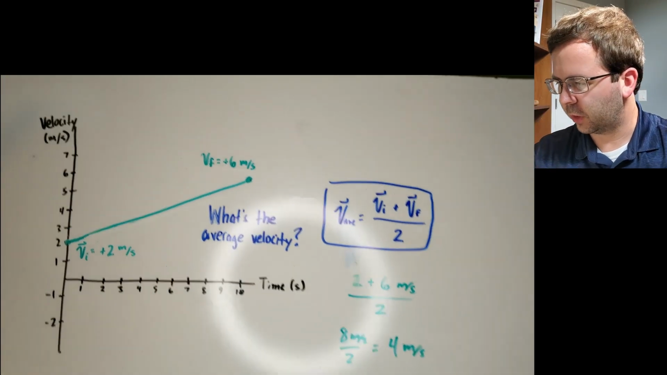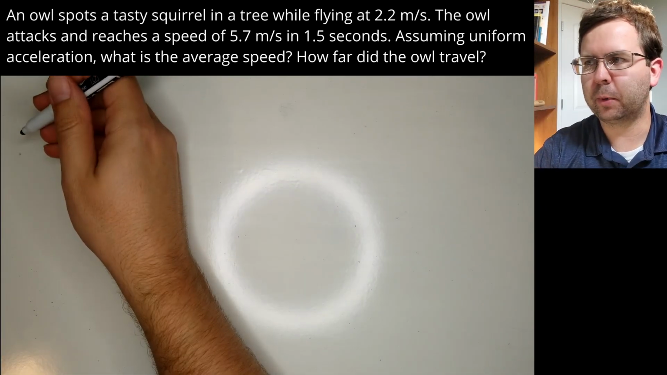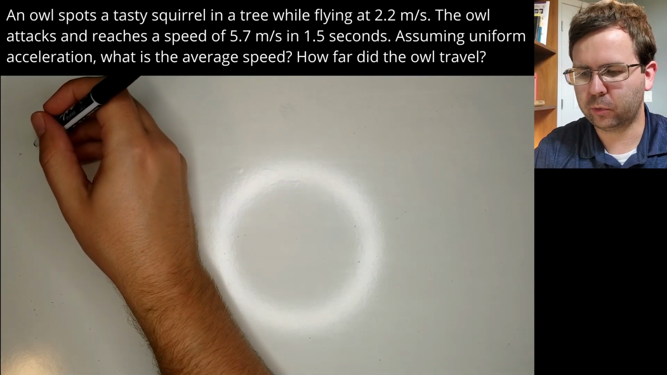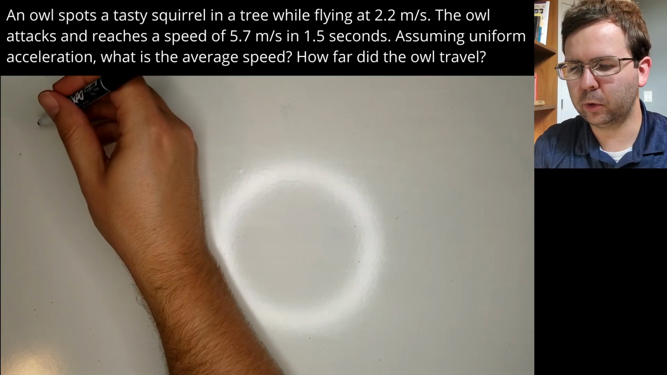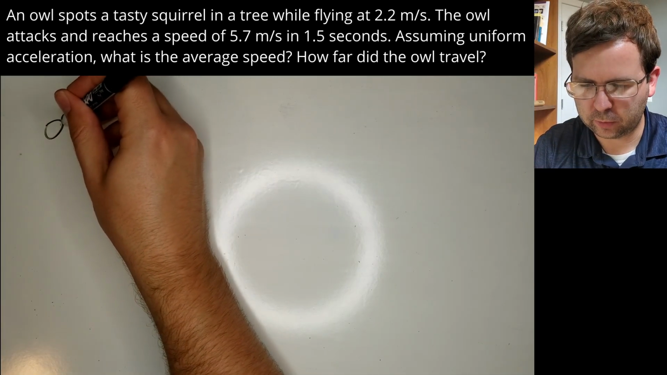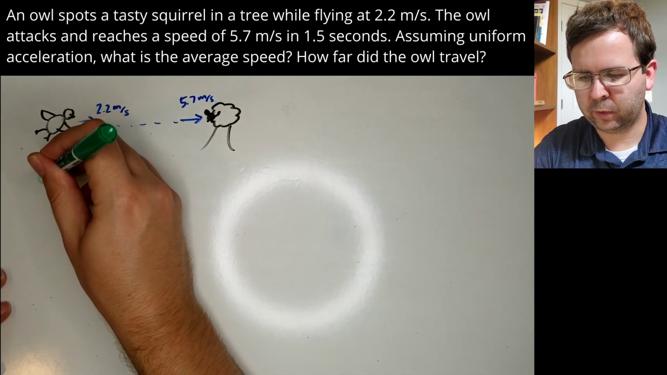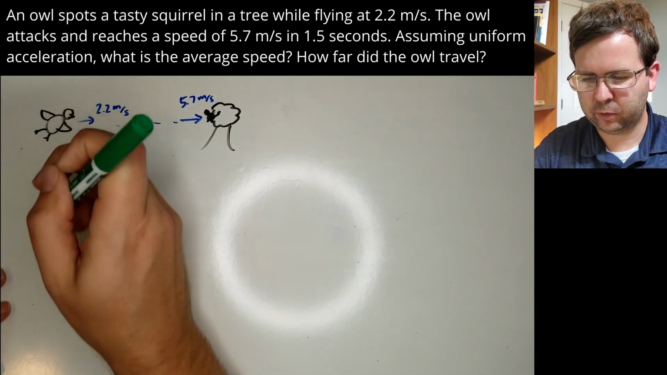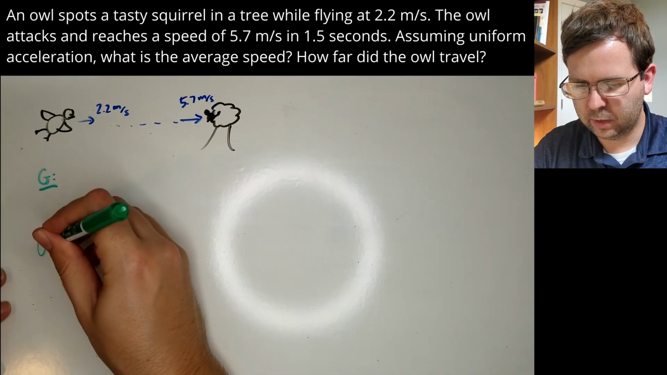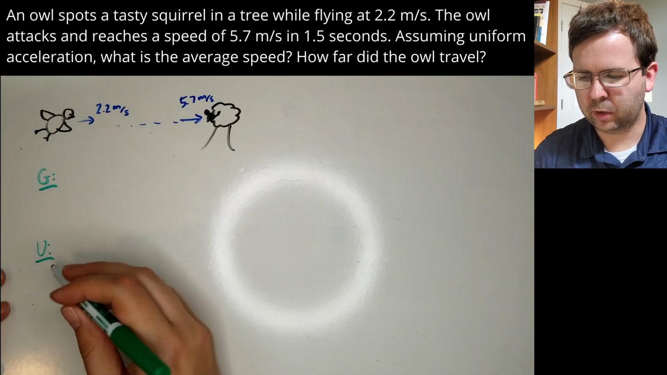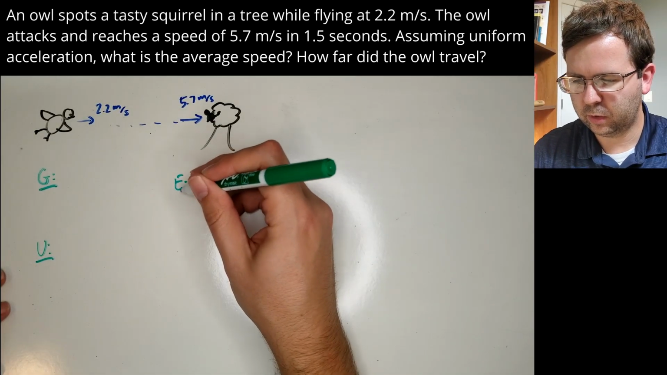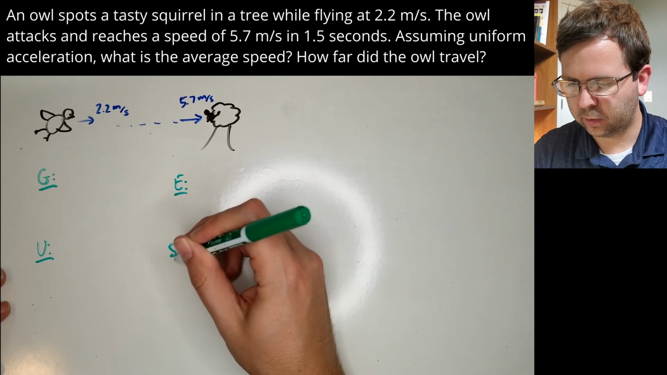But this really comes in handy when we're faced with word problems like this. Let's say we have an owl that spots a tasty squirrel in a tree while flying at 2.2 meters per second. Let me draw my owl here. But let's find what the average speed of this owl is during his acceleration. So we're going to do the GUESS method. That's going to be givens, unknown, equation, substitute, and solve.